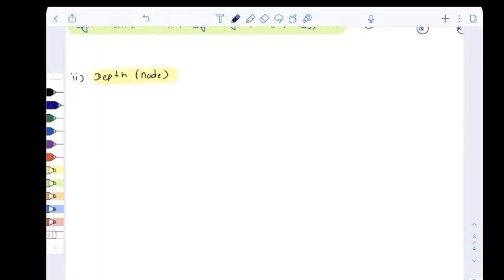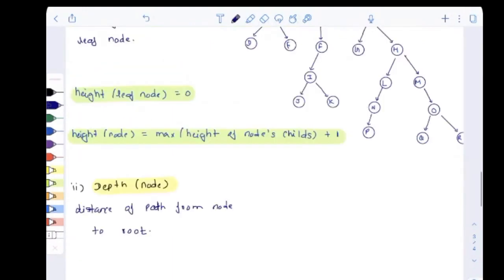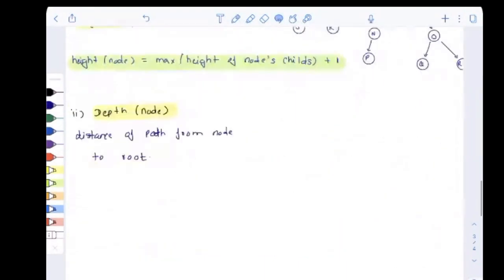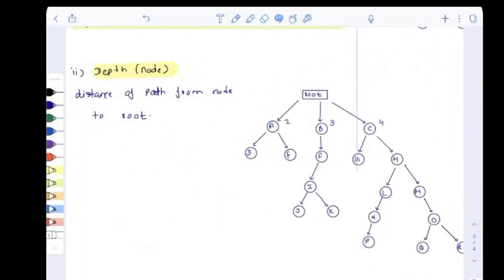It's very easy. Definition says distance between node, or I can say distance of path from node to root. That's it, guys. That is what is known as depth of a node. Okay, so let's just copy the previous diagram and let's understand how this depth thing is different from the height thing.